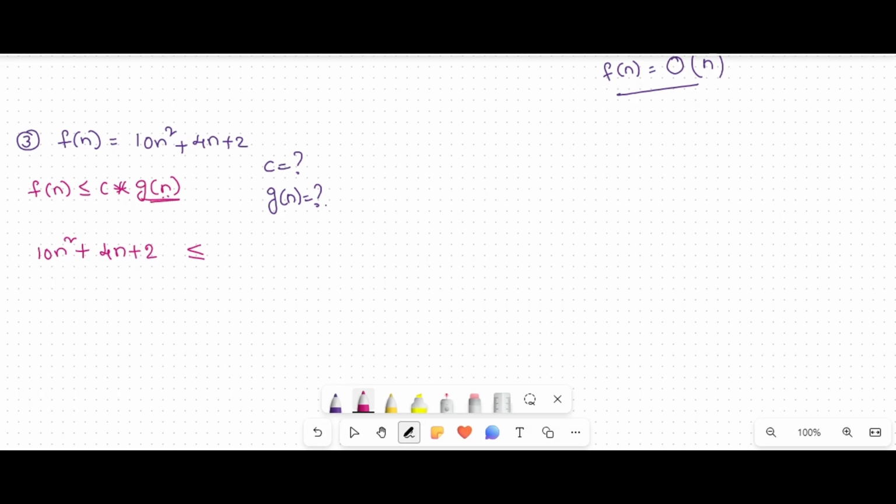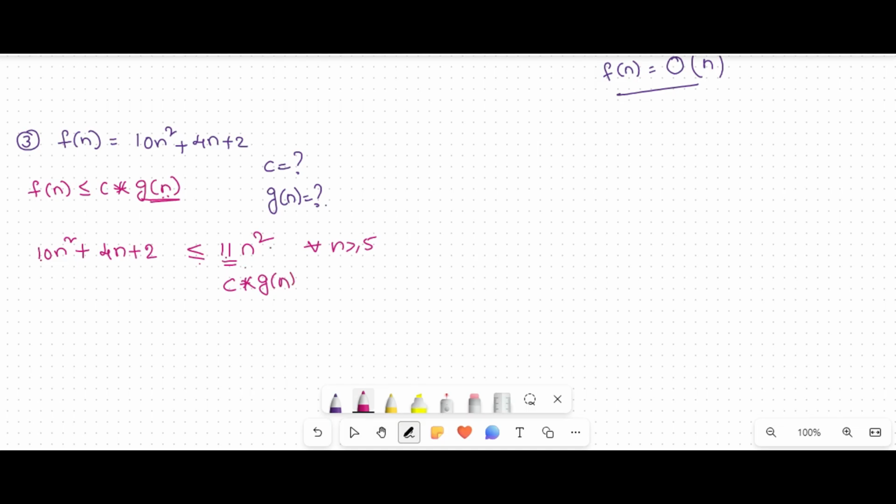This function is less than or equal to, that means the right hand side should be greater, right? That's why here I am taking something bigger than this: 11n square, bigger than this, less than or equal to 11n square, for all n greater than or equal to 5. So now what is c here? c into g of n. g of n is nothing but n square.